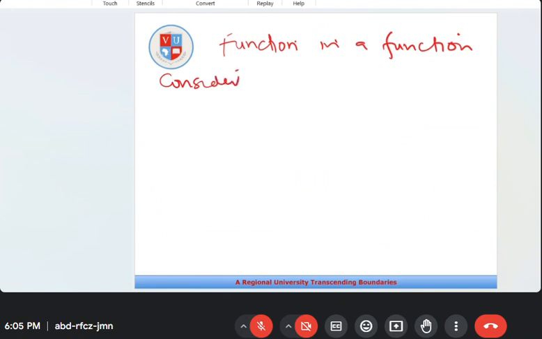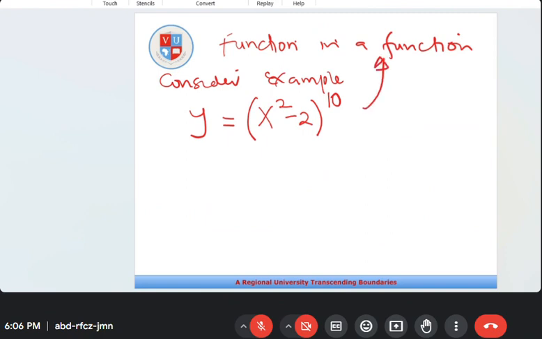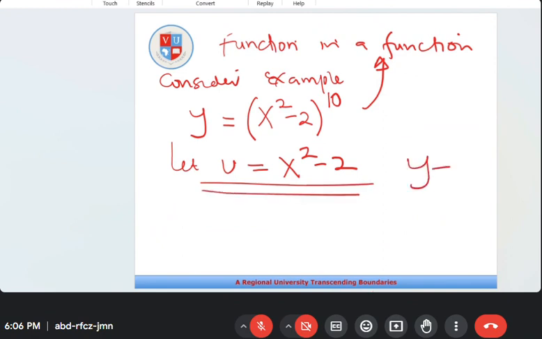Now, consider this example. If we have a function, say x squared minus 2, the whole thing raised to the power of 10 equals, say, y. You see that? When you have such a function, we are having a function in a function. Okay? If you let u be x squared minus 2, this one is also a function on its own. That means that my y is going to become u power 10, if I substitute for u.